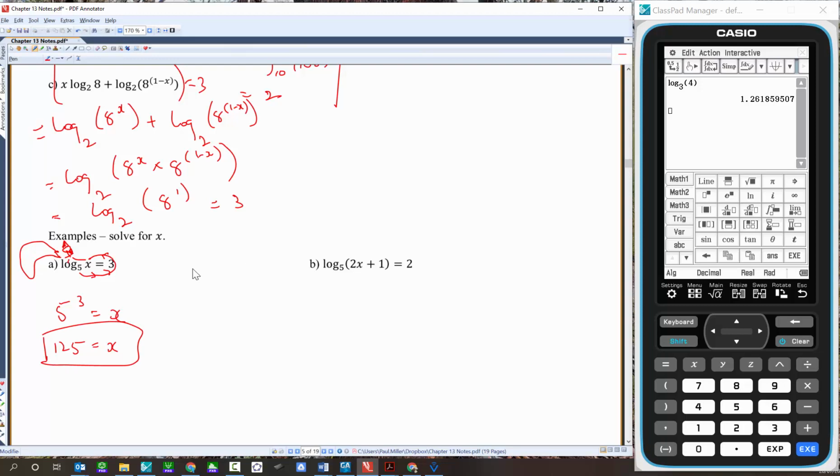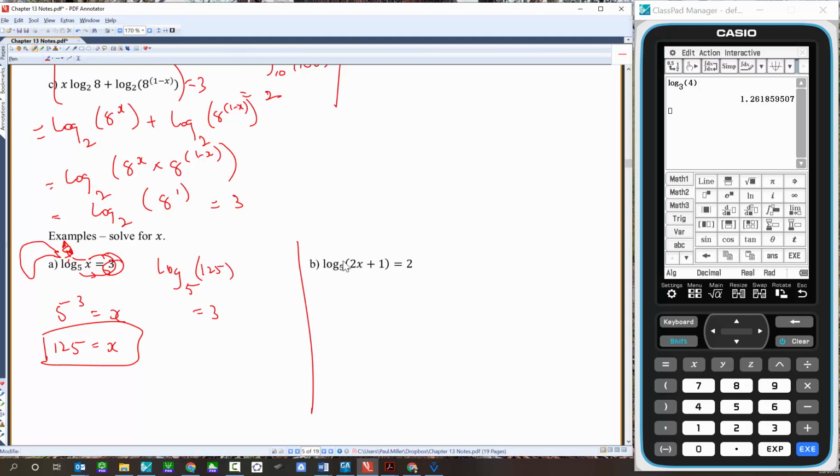How can we see for sure? Log 5, and I'm proposing that x is 125. So I think about that: 5 raised to what power will give me 125? I think the answer is 3. There it is. So it's all syncing up nicely.